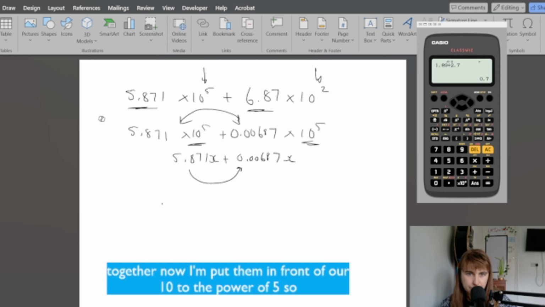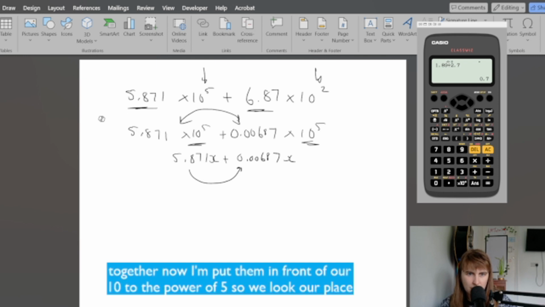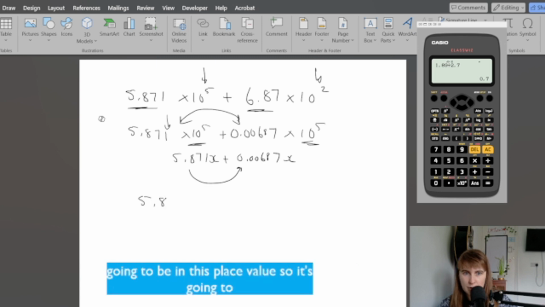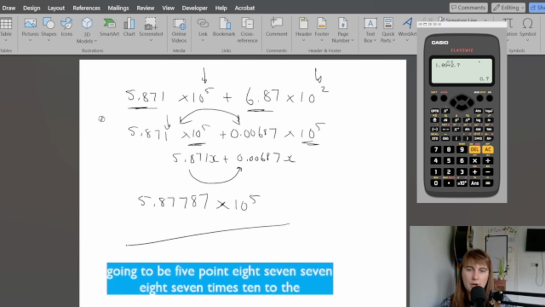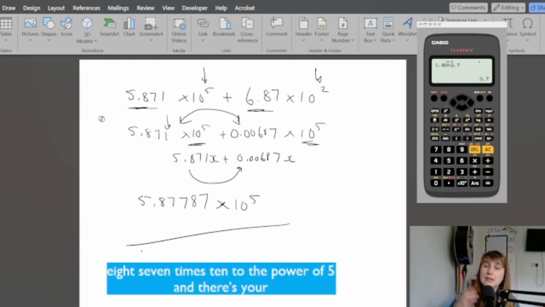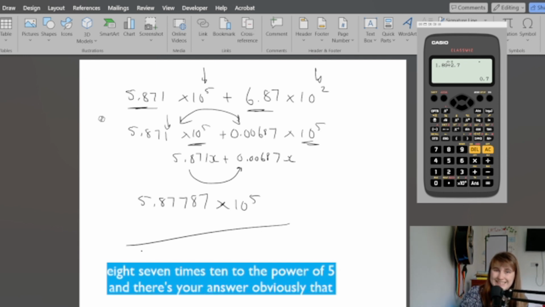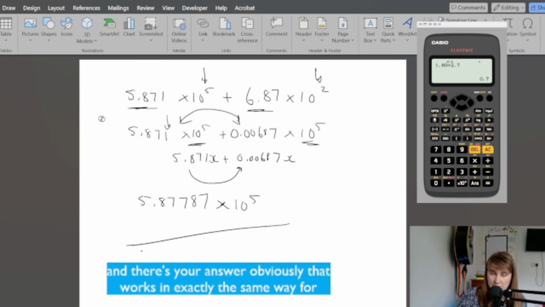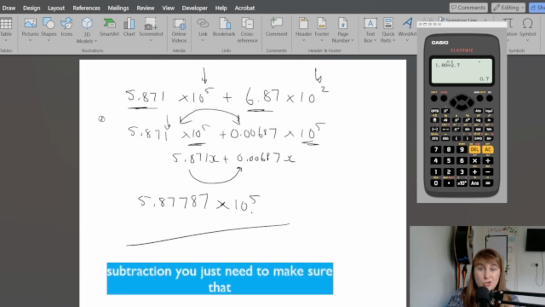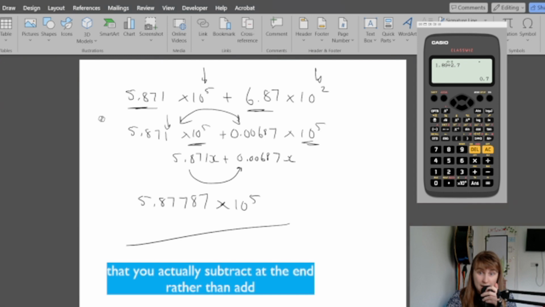So if we look at our place value here, I'm adding this, the 6 is going to be in this place value. So it's going to be 5.87787 times 10 to the power of 5. And there's your answer. Obviously, that works in exactly the same way for subtraction. You just need to make sure that you actually subtract at the end rather than add. Okay, lovely.